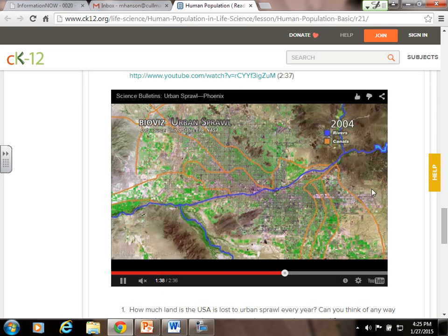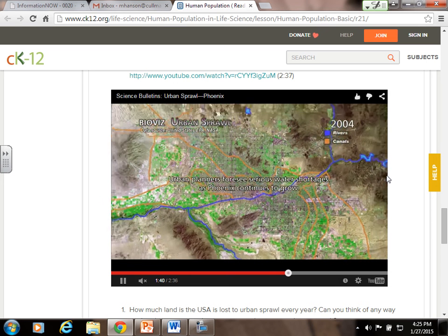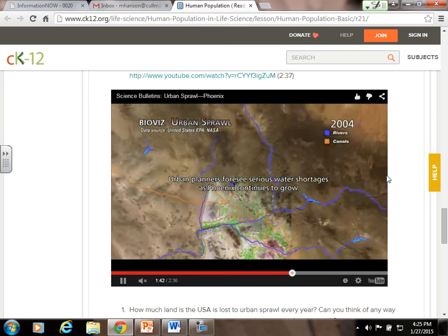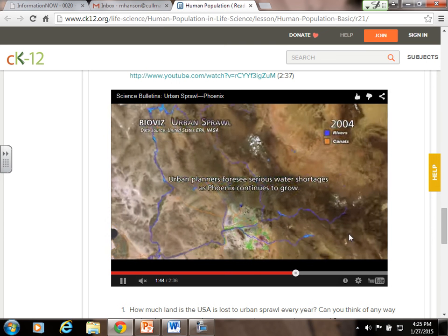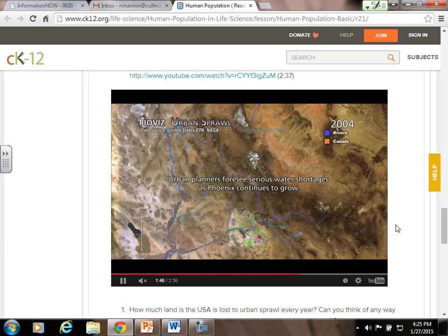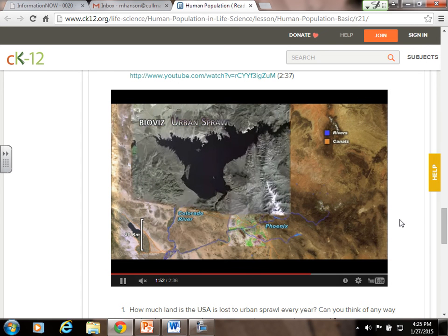Alright, it's now 2004. There's almost no urban area left. One of the problems is that this is in an area that's very dry and possibly desert at one time. So they're having problems with what they are going to do about water as it continues to get bigger.